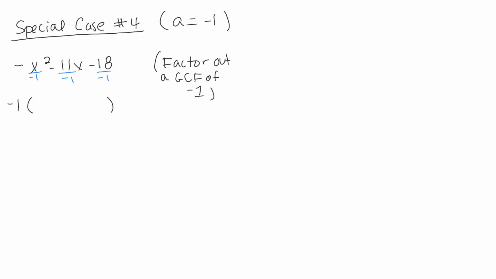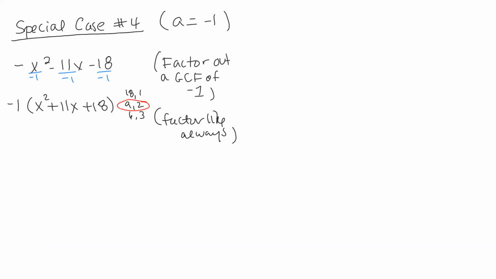But -x squared divided by -1 is +x squared. -11x divided by -1 is 11x. And -18 divided by -1 is 18. And then factor like always. So we want factors of 18 that are both positive and that would add to 11. So we could have 18 and 1, we could have 9 and 2, or we could have 6 and 3. Well, of these, the only pair that adds up just right is 9 and 2.